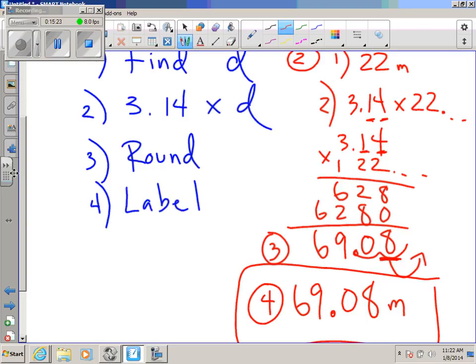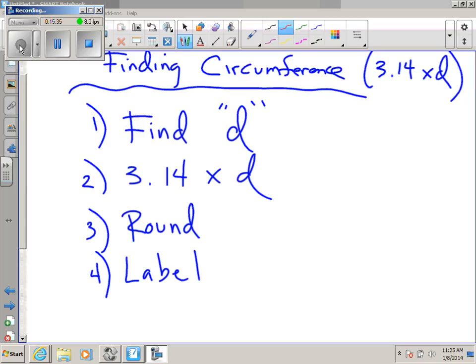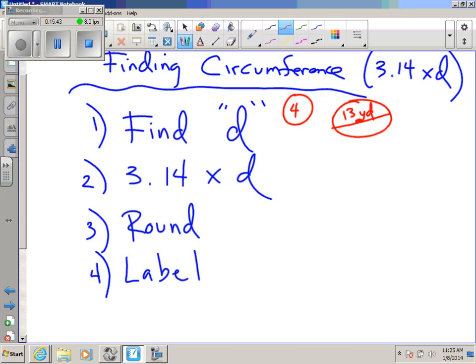Follow the steps. You've got your sheet. Try number 4. Skip number 3 for now. All right, so number 4 looks like this. It's a circle and says 13 yards. Okay? All right. So step 1, find D.